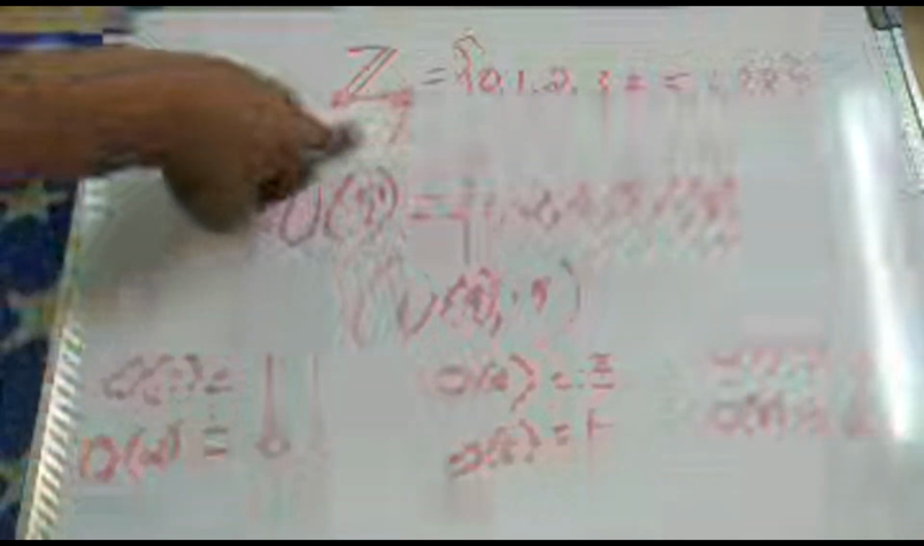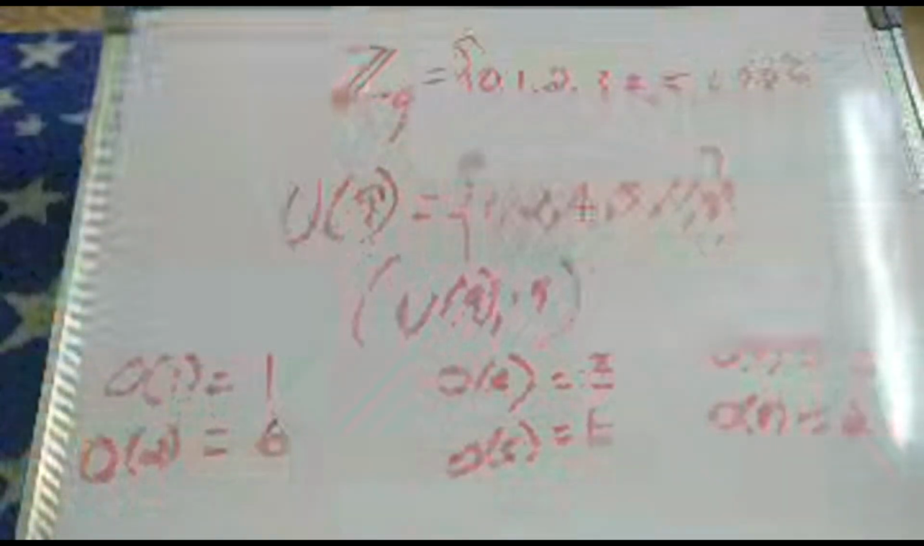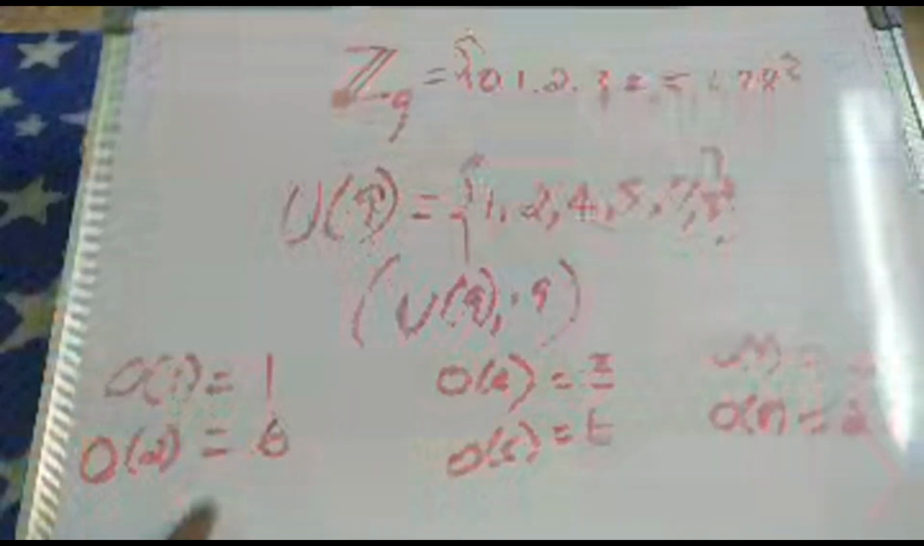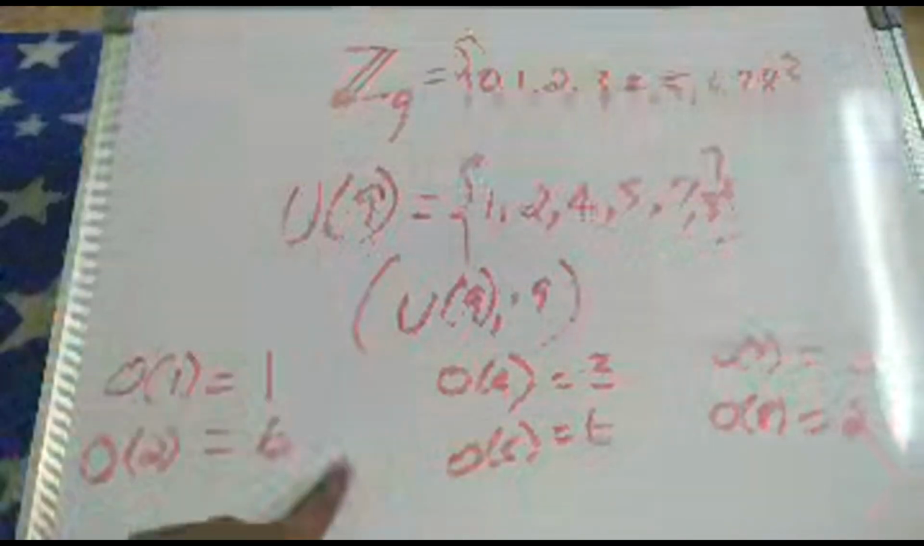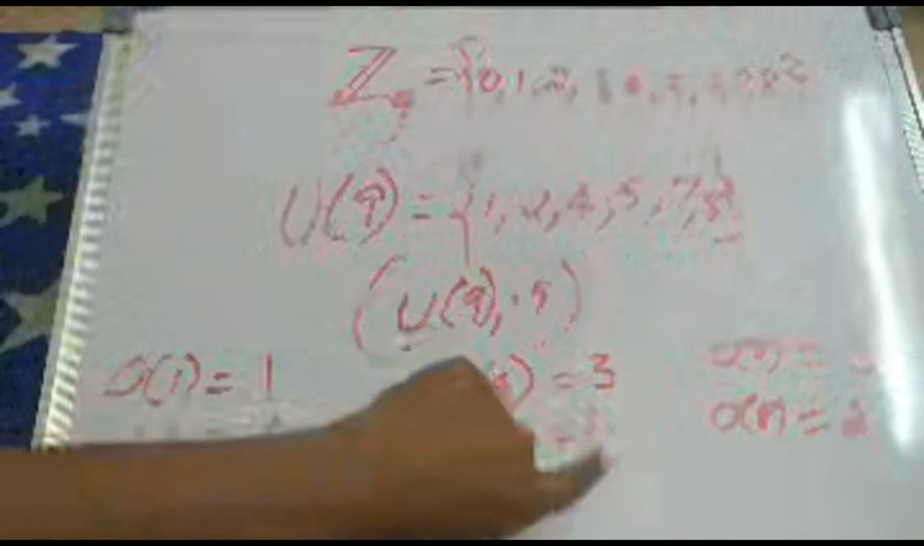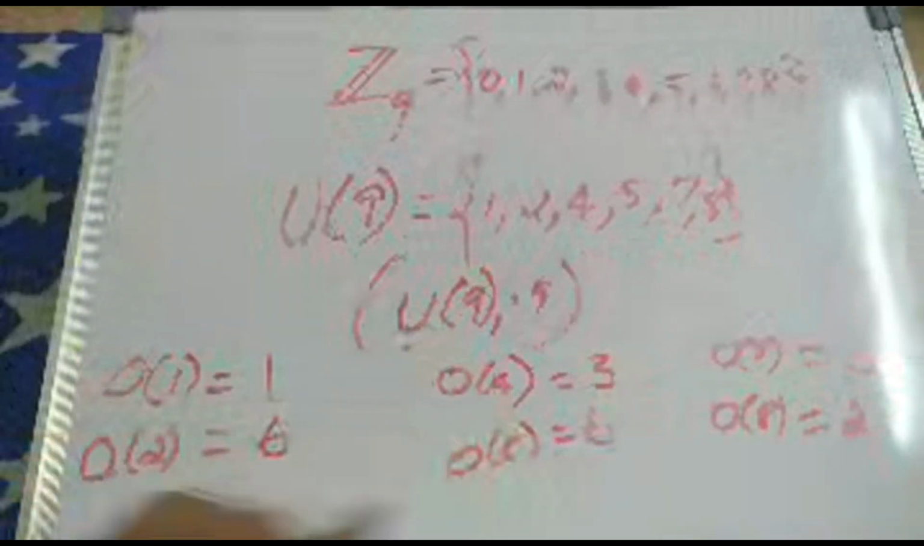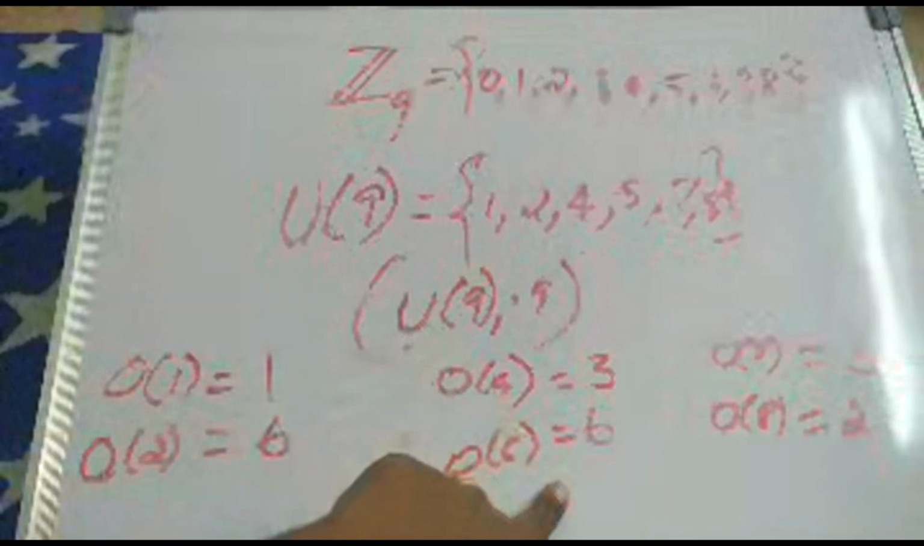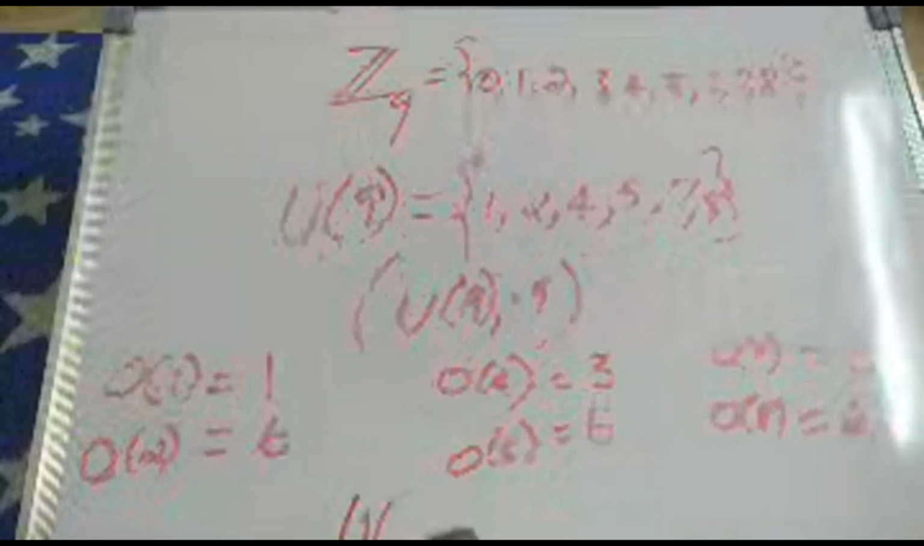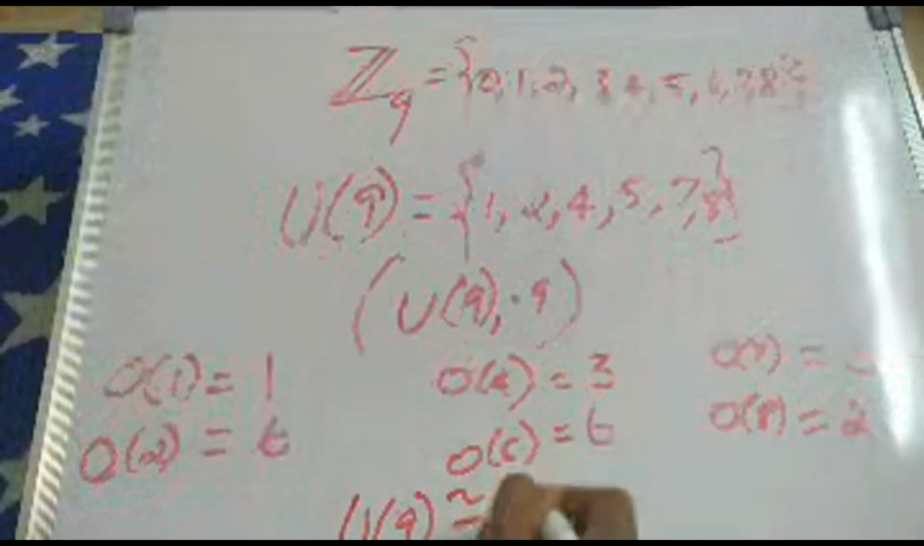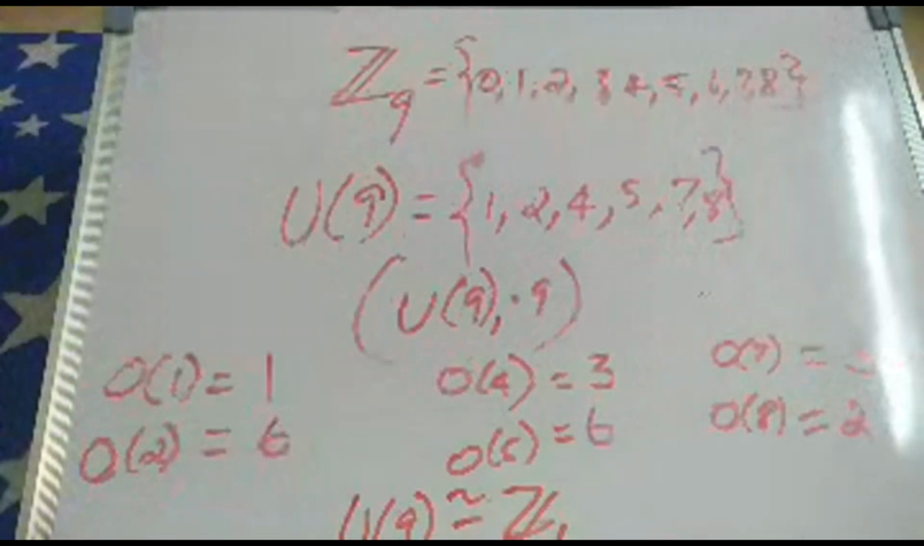please look here. Here n is not prime. But still, this group has an element of order 6. We have 2 elements of order 6 here. And hence, U of 9 is isomorphic to Z6.